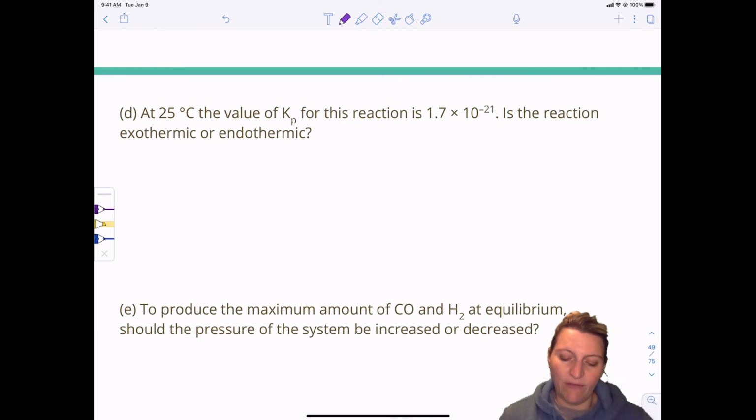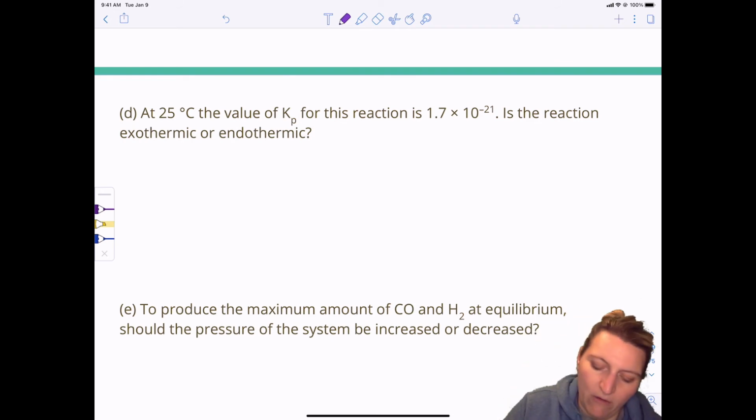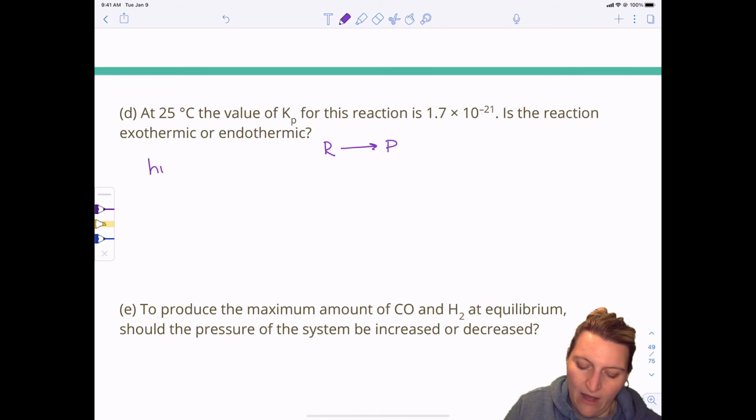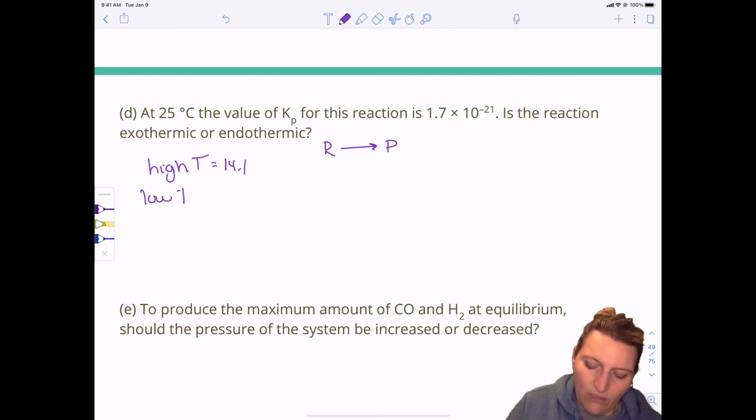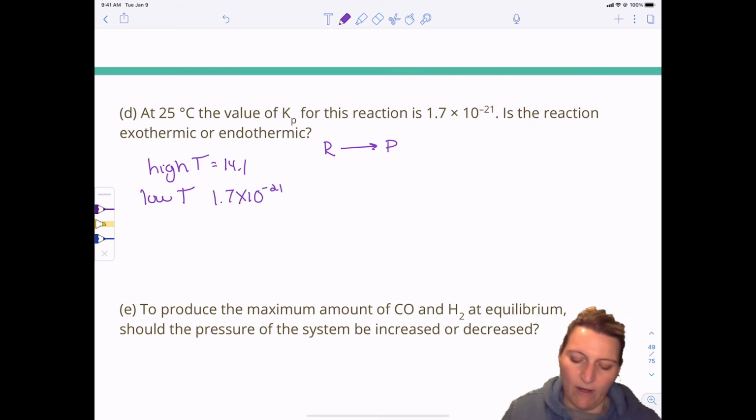D says at 25 degrees Celsius, so that's much lower temperature than the 800 degrees Celsius, Kp for this reaction is 1.17. Is this reaction endothermic or exothermic? So you have to think about, okay, reactants make products, and at high temperatures, what was our equilibrium constant there? 14.1. And at low temperatures, our equilibrium constant is 1.7 times 10 to the negative 21.